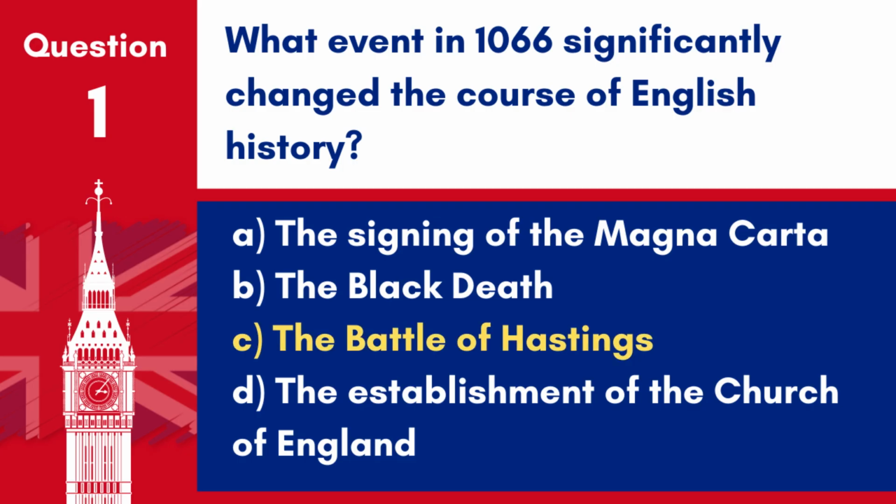Answer. C. The Battle of Hastings. The Battle of Hastings in 1066 was a pivotal moment that led to the Norman conquest of England and significantly changed the course of English history.